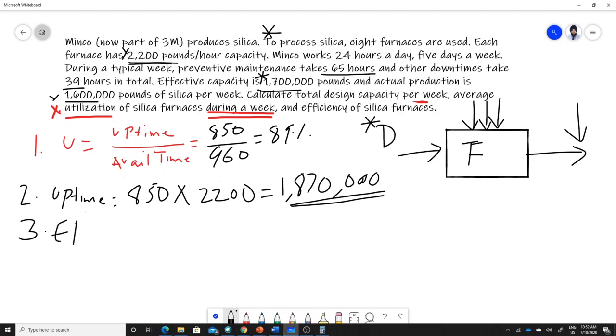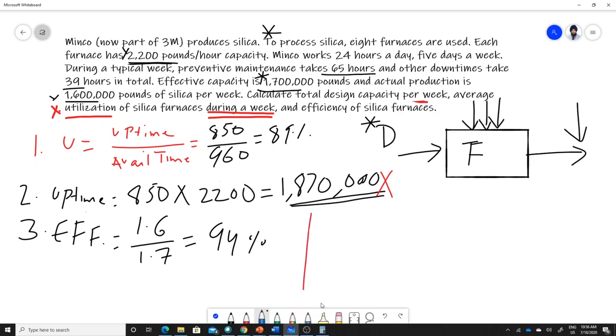Efficiency is going to be the ratio between the actual output rate and the effective capacity. The actual output rate is 1.6 million and the effective capacity is 1.7 million, right? And that's going to give me an efficiency of 94%. When you're solving these problems, do not multiply uptime with the capacity per hour, because the effective capacity will consider the other constraints too, which are not given here based on the given scenario, right? I believe that was kind of lost when we were discussing this question.